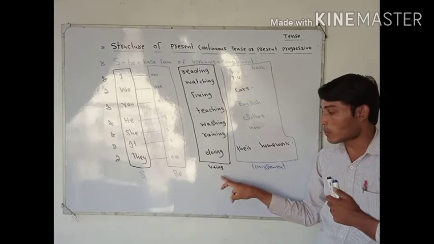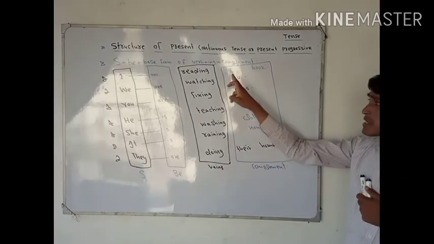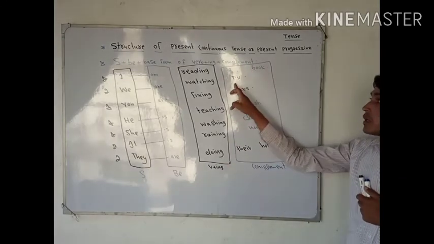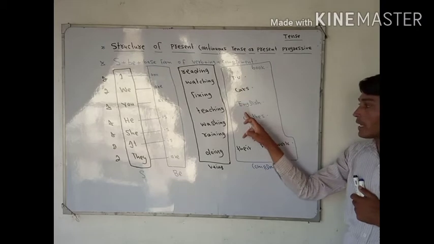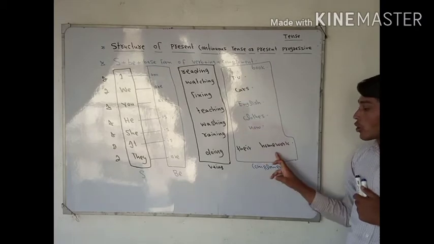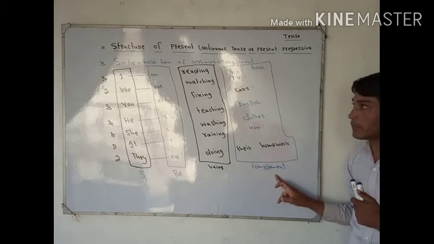So this is called verb plus ing. And the rest of the sentence is a book, TV, cars, English, clothes, their homework. These are called complements.